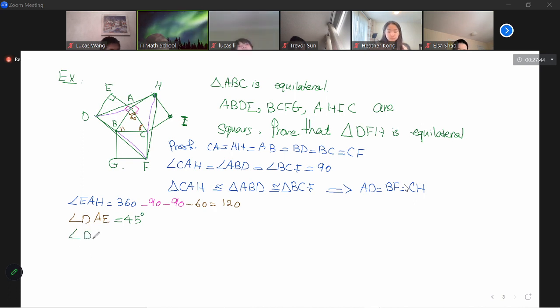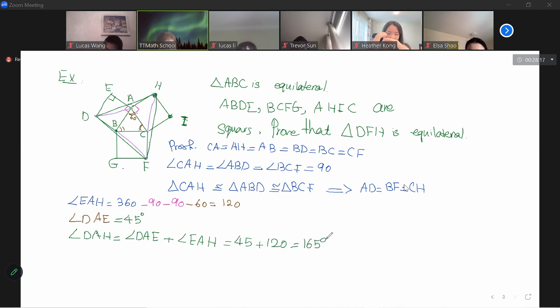Now let's look at the angle DAH. The angle DAH is the angle DAE, which is 45 degrees, plus the angle EAH we just found. So it's 45 plus 120, which is 165 degrees. So the angle DAH is 165 degrees.